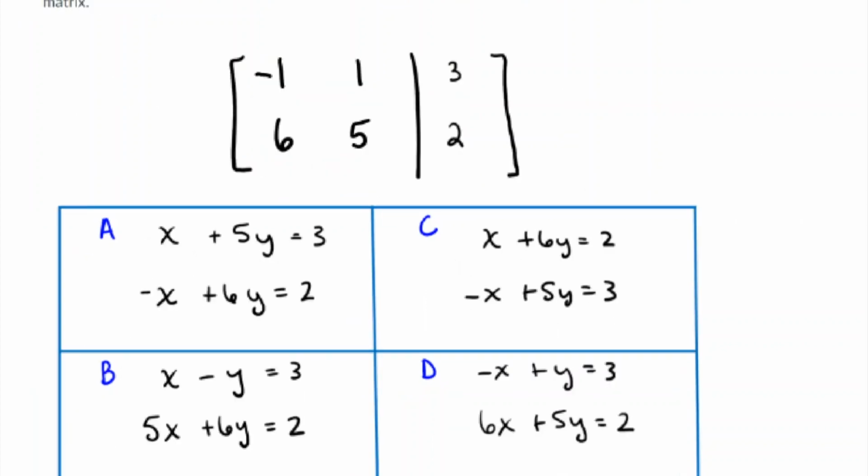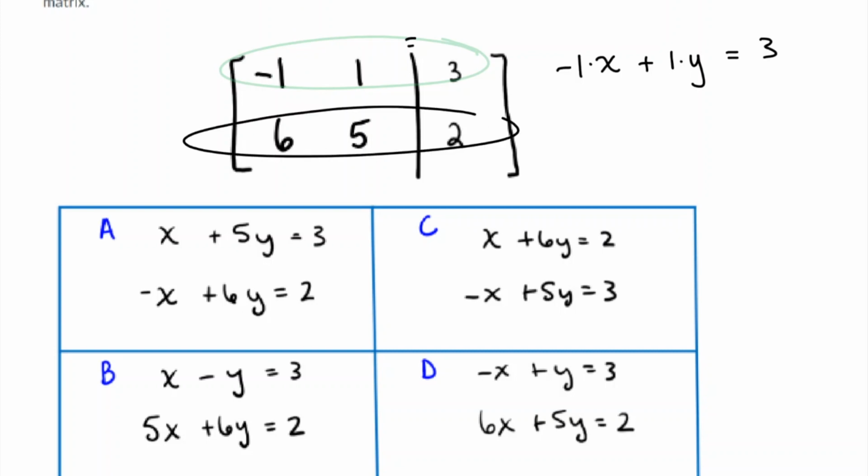So now we have this problem in reverse. We're given the matrix and we're asked to rewrite it as a system of equations. So I know I'm going to work one row at a time. So this will be -1 goes in front of the x because that's the first row, first column, plus 1 in front of the y. This bar turns into the equals 3. Okay, now at the next row, that's 6x plus 5y equals 2.